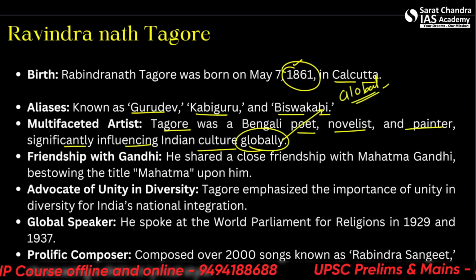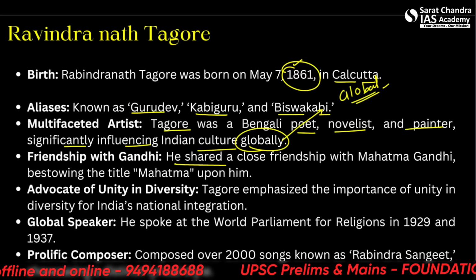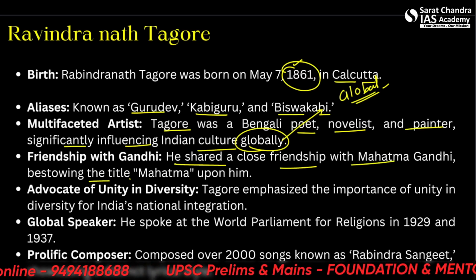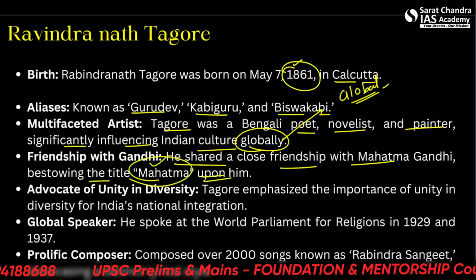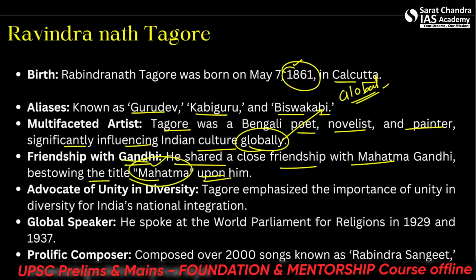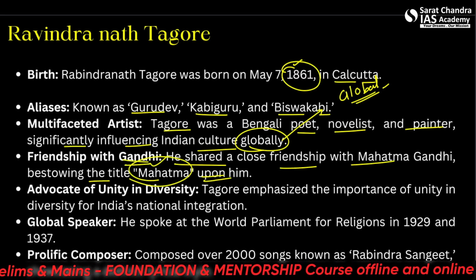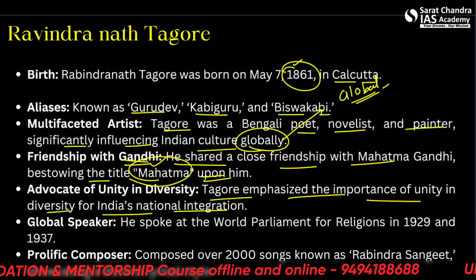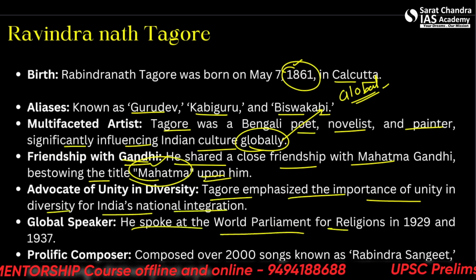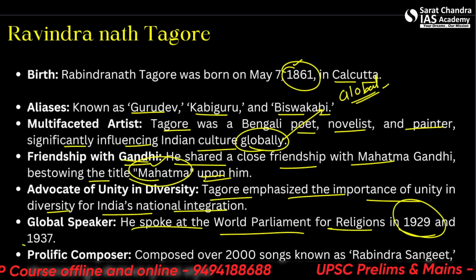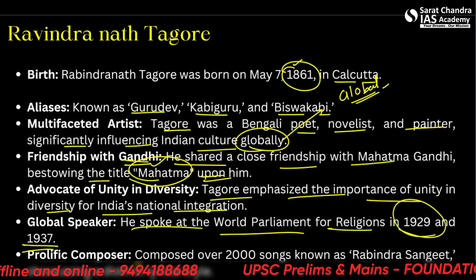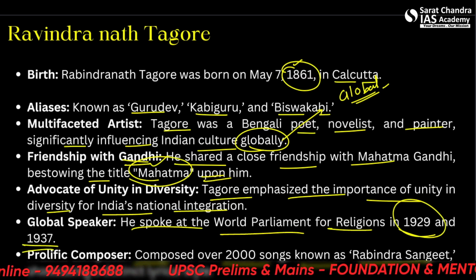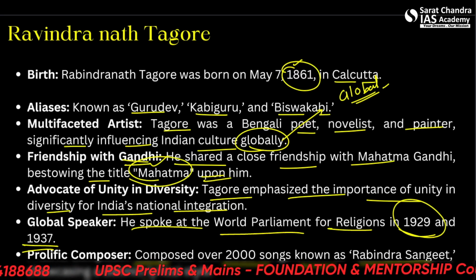He also won the Nobel Prize. So he shared a close relationship with Mahatma Gandhi, bestowing the title Mahatma on him. So Gandhi was called Mahatma by Tagore. And Tagore emphasized the importance of unity and diversity for India's national integration. Also, he spoke at the World Parliament for Religions in 1929 and 1937. He composed over 2000 songs known as Rabindra Sangeet, showcasing a distinct lyrical style.